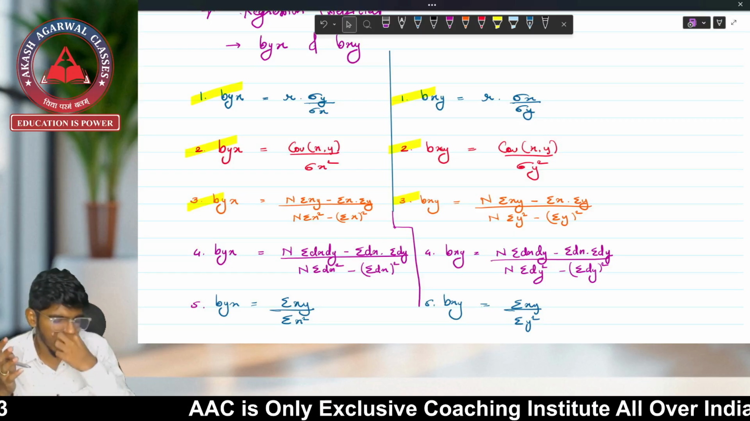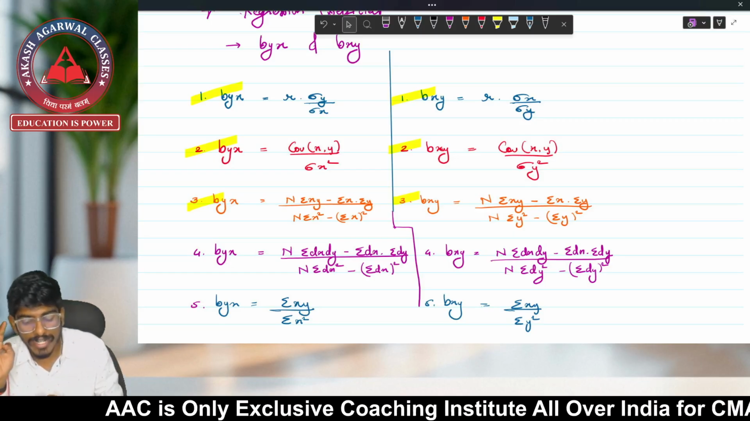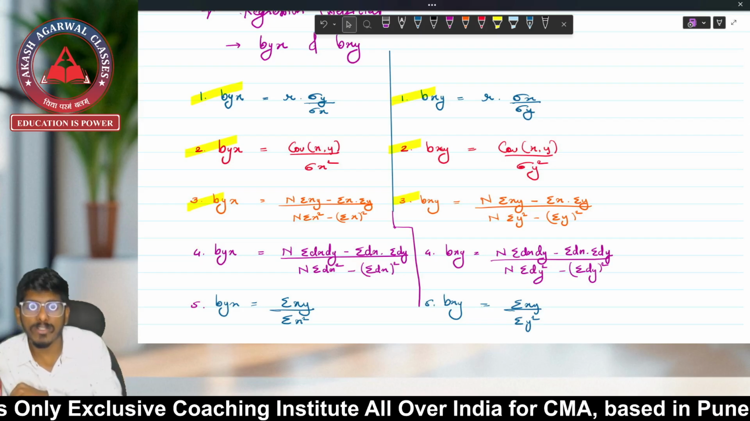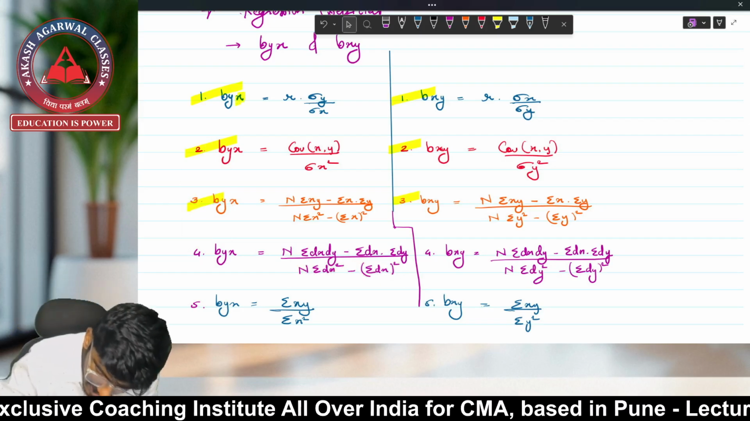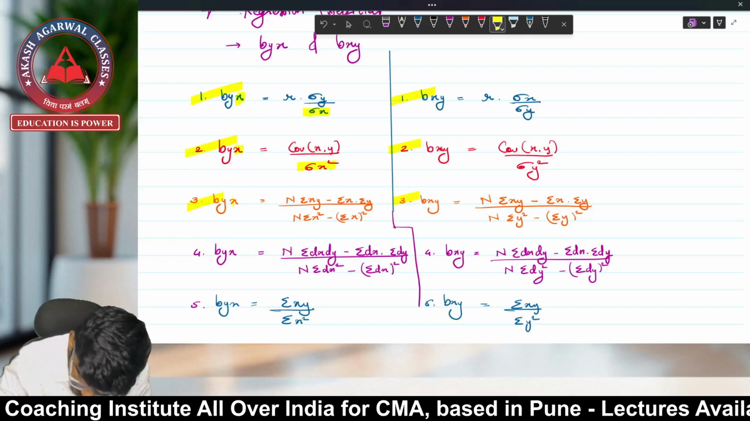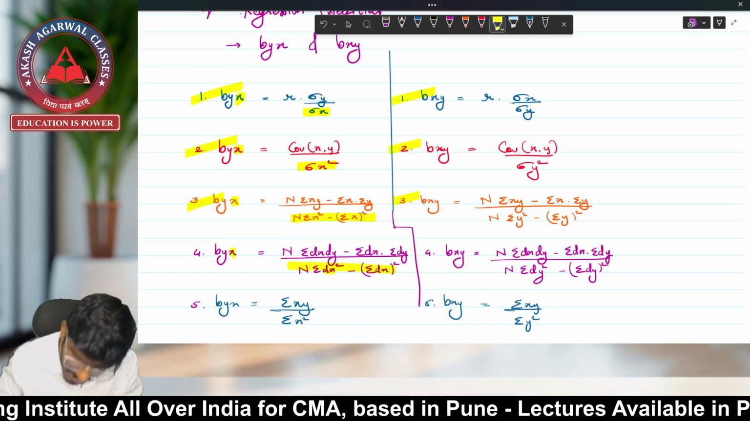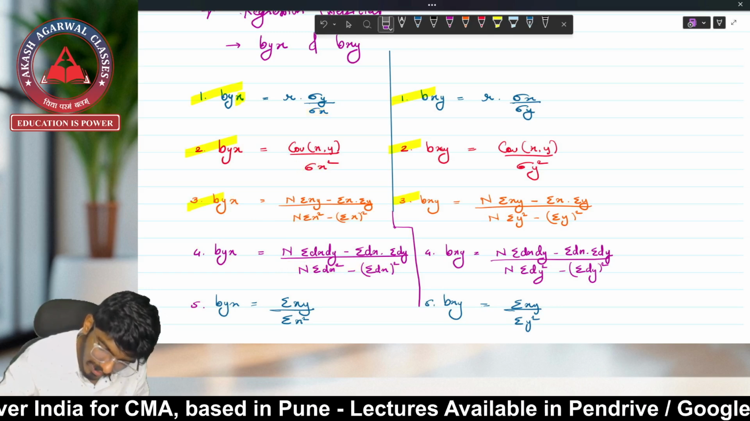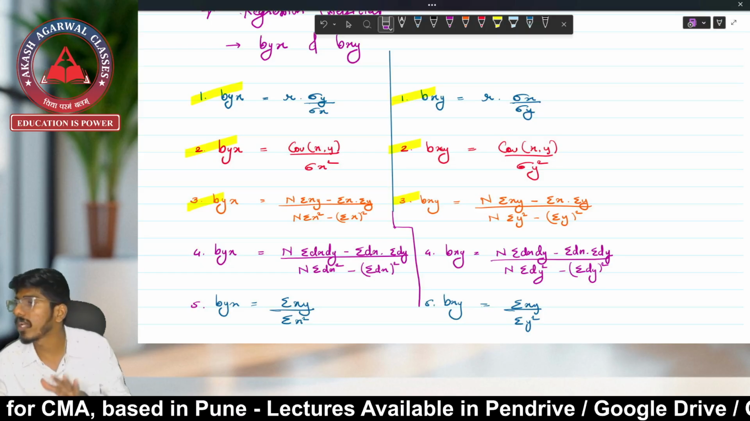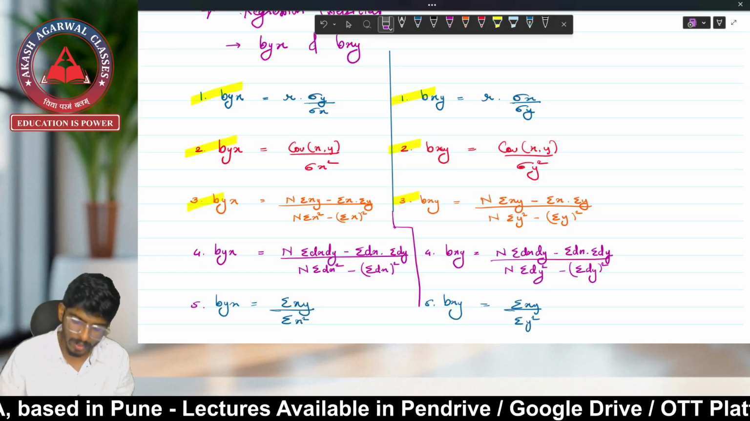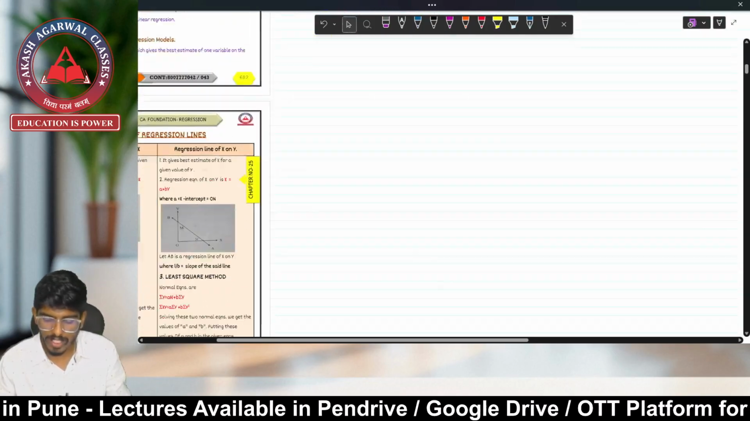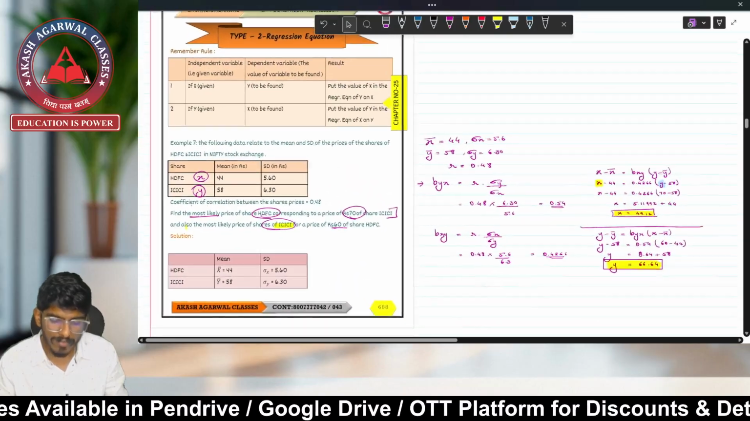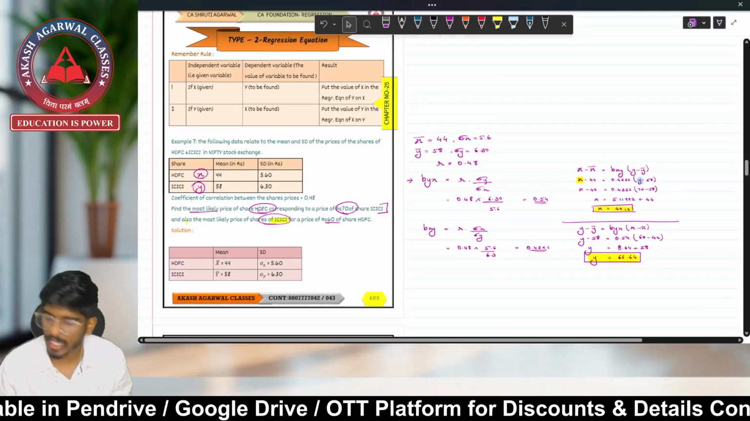And now you have got an idea that the formula is not changing. Only the denominator is being changed. If you see, every time the last letter is the denominator: in byx, X. So every time in the formula, your denominator is going to be of X. So these are the formulas we saw, and then we saw many examples for finding byx and bxy. And this was the type 2 we saw over here.